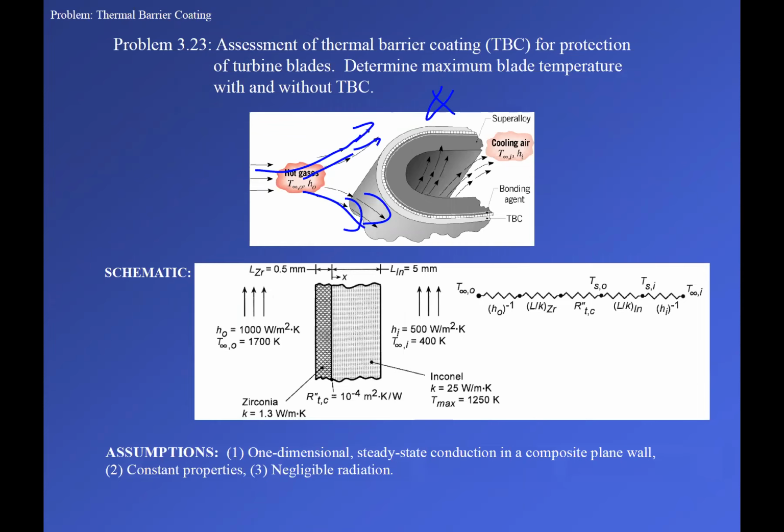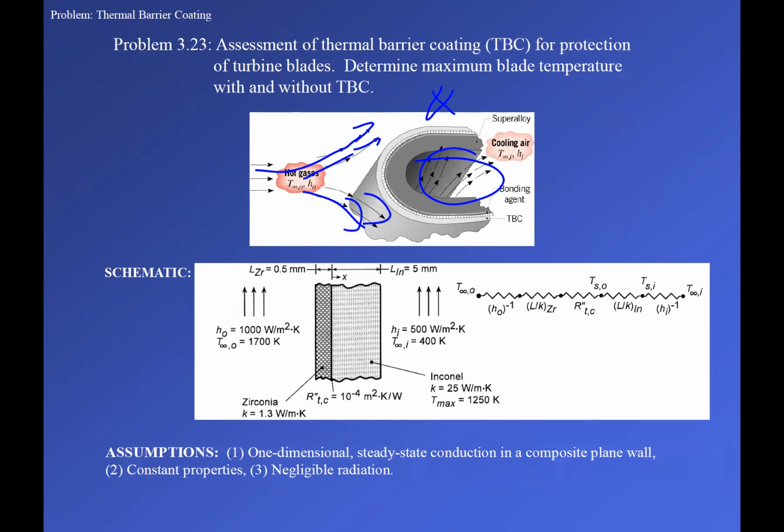All right, so we're given the hot gas temperature and convection coefficient. We have cooling air running through the blade to try to keep the temperature down too, and it has a temperature and a convection coefficient. And we have the blade as the superalloy. Now we put a bonding agent to attach the thermal barrier coating on, to help with the temperatures again for the superalloy, and we have to see whether that helps or not.